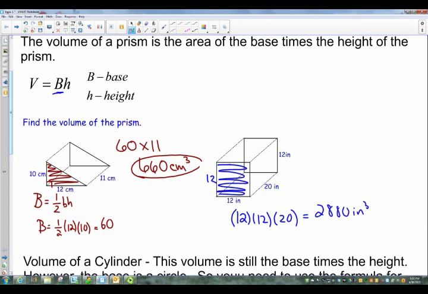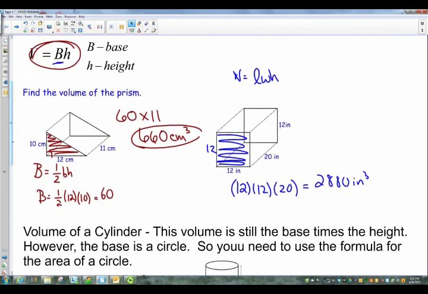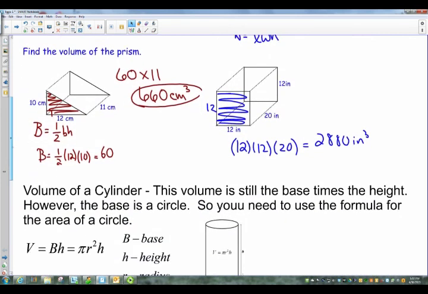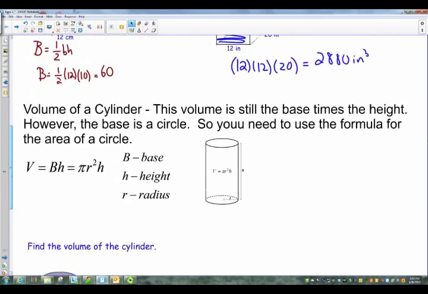Now this is a rectangular prism. Sometimes you'll see the volume of that as length times width times height, and that's the same thing. This base times height up here that I'm circling in red is just a generality. You can use that for the triangular or the rectangular. But that rectangular prism is also known as length times width times height.